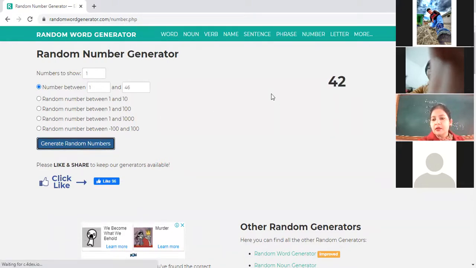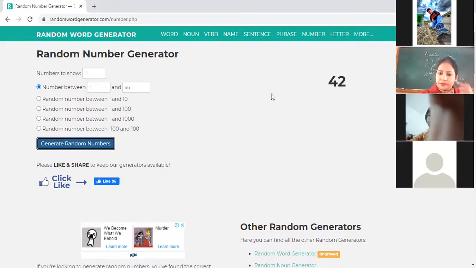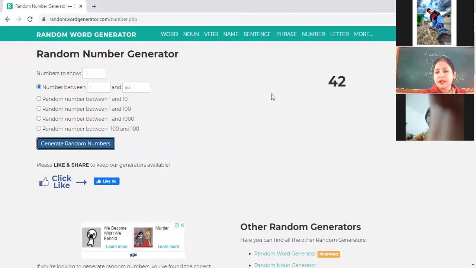Next turn will be 42 roll number. Raise your hand. Roll number 42. Roll number 42, raise your hand. Yes, 42 roll number. Hurry up immediately. Raise your hand. Soumya. Yes, Soumya.